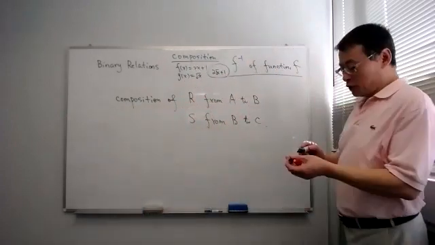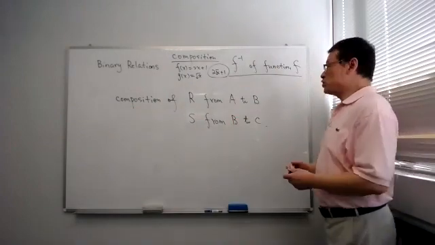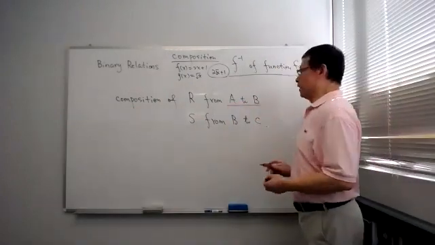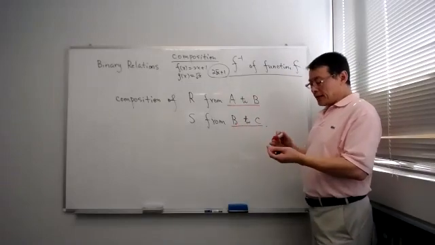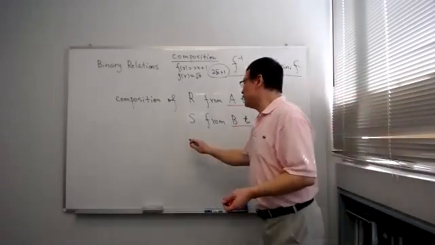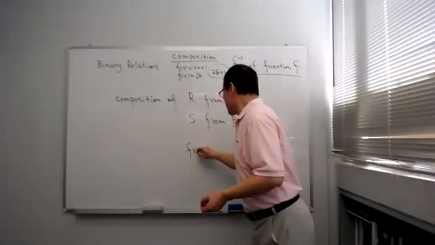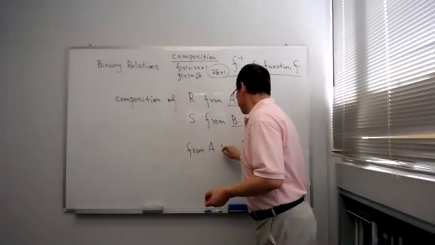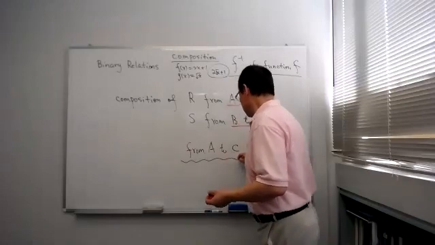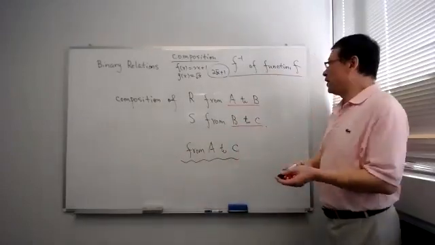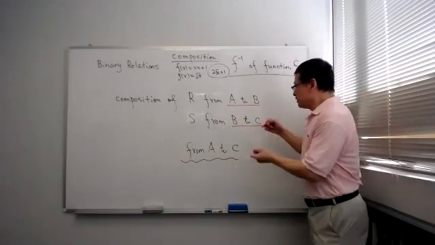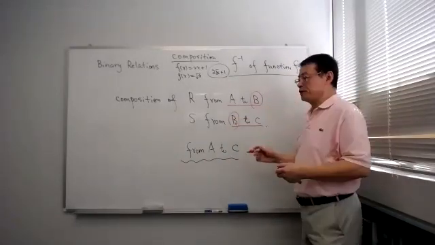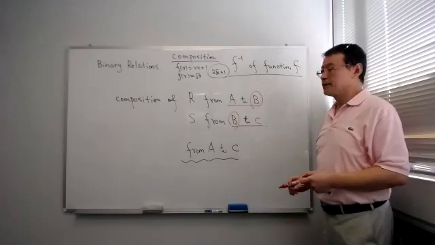I'm thinking of two relations. One relation R is from A to B. Another relation is from B to C. We can combine these together to obtain a relation from A to C. So that's the purpose. It's very important. The first relation is from A to B, and the second relation is from B to C, so these two B's must be the same in order to combine them.